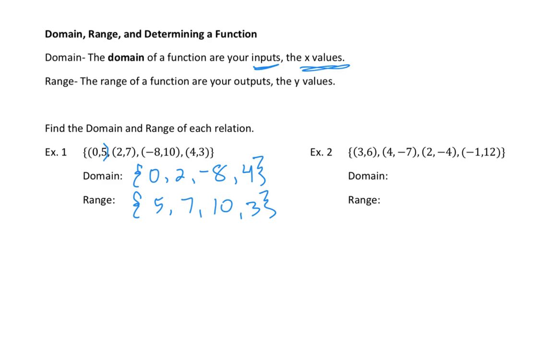So example 2, what are my x values? We have a -1, and then a 2, 3, 4. Let's see, I put them in order from least to greatest this time. And then my y values, I have a -7, -4, 6, and 12.